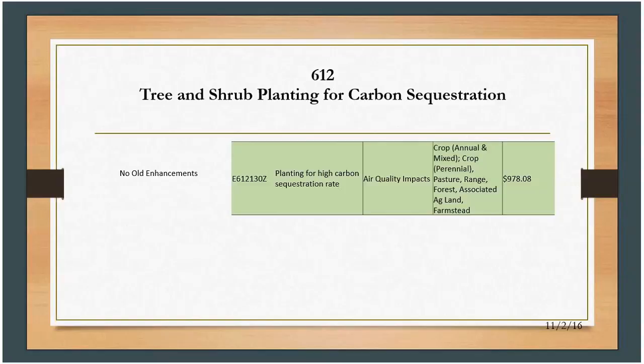I think it depends on the enhancement. Like I said, the management practice will be paid each year, and then enhancements like this will be a single-time payment. We'll certify it, and then that year, in October or thereafter, we will make that payment. Okay, that makes sense to me. Good.